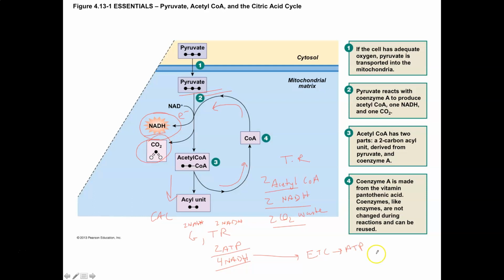And so we'll talk about the Krebs cycle or citric acid cycle and the electron transport chain in another video. But I hope this helps with glycolysis and the transition reaction.